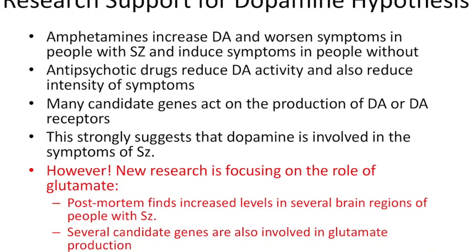We now move on to look at research support for the dopamine hypothesis. So this is evidence for neural correlates as an explanation for schizophrenia.